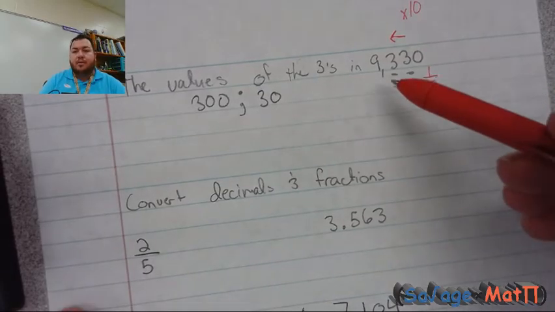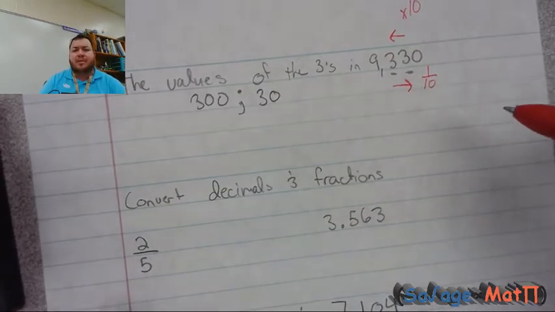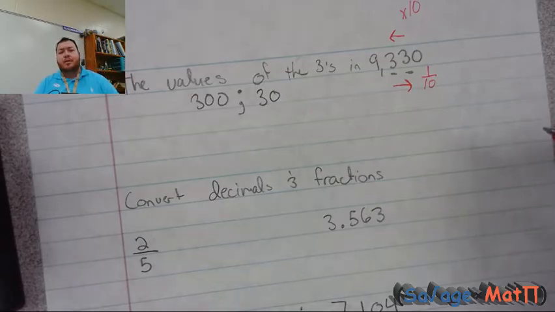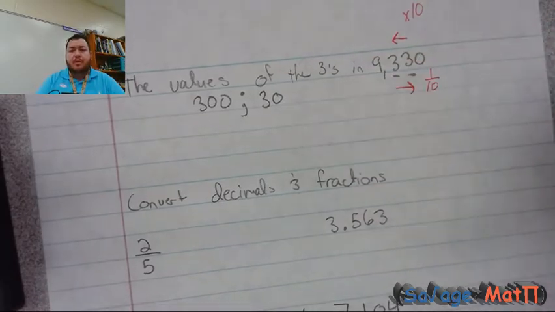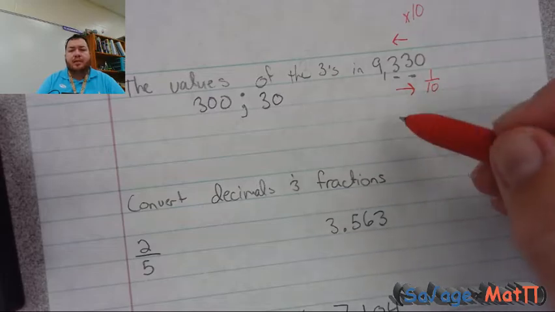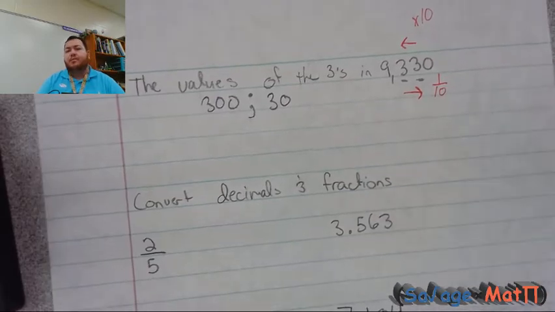And this also applies not only to whole numbers but to decimals. It works the same way. If we're moving to the left, we're going to get times 10. If we're moving to the right, it's 1/10 of the value. Really simple. That should cover everything on there.